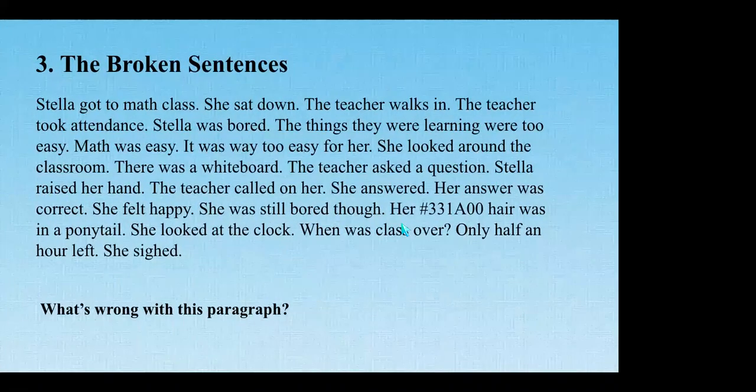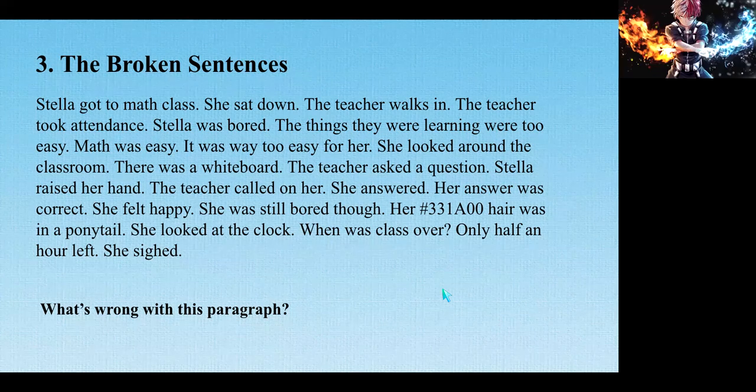Number 3 is called the broken sentences. Stella got to math class. She sat down. The teacher walks in. The teacher took attendance. Stella was bored. The things they were learning were too easy. Math was easy. It was too easy for her. She looked around the classroom. There was a whiteboard. The teacher asked a question. Stella raised her hand. The teacher called on her. She answered. Her answer was correct. She felt happy. She was still bored, though. Her hair was in a ponytail. She looked at the clock. When was class over? Only half an hour left. She sighed.